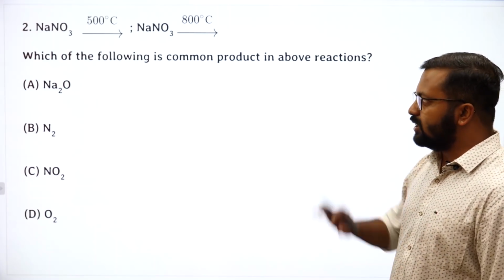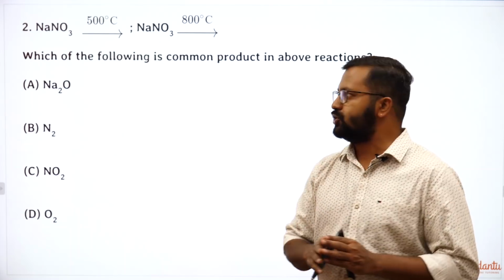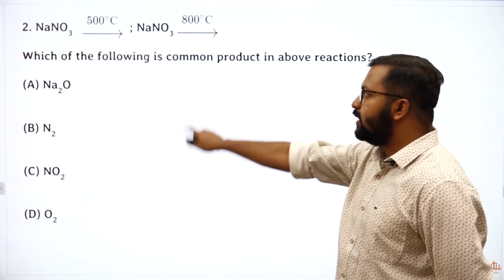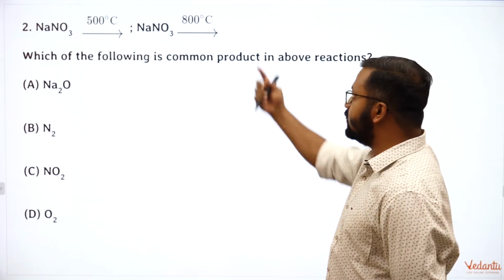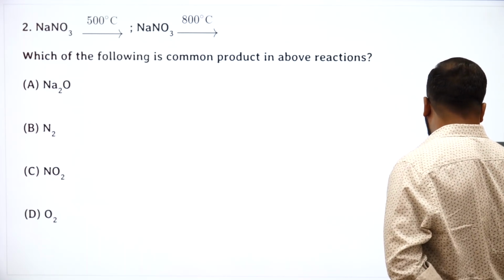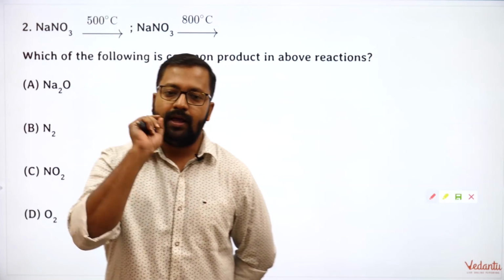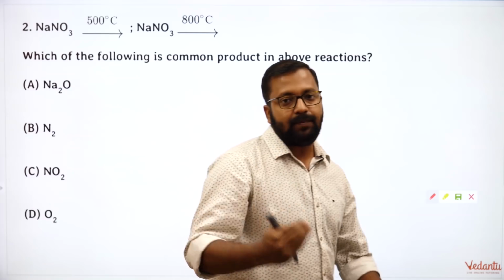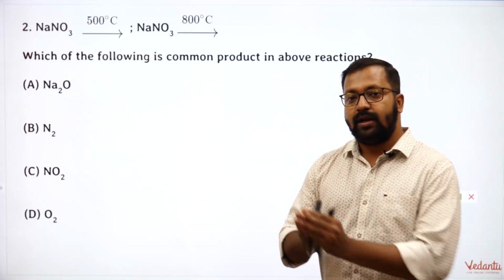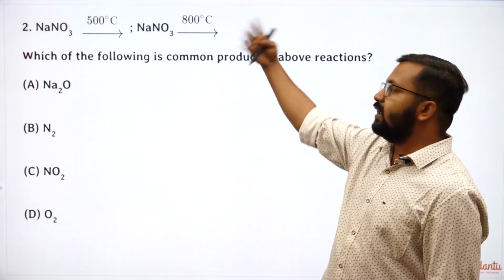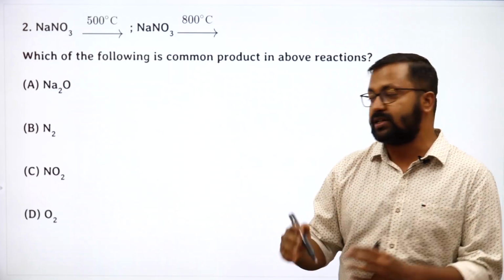The next question is on the thermal decomposition of nitrates. NaNO3 is decomposed at 500 degrees Celsius, and NaNO3 is decomposed at 800 degrees Celsius. What is the common product in both of these cases? Now remember, this is a very important concept that you should know, that nitrates decompose at lower temperatures, which is like 500, and even at higher temperatures, but the products are different.